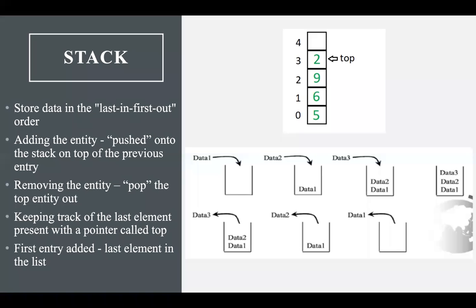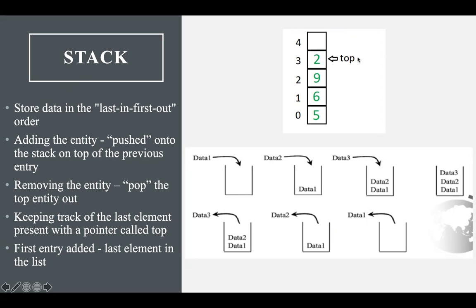So let's start with stack. In stack, the stored data is in order, last in and first out. When we add an entity, it's pushed onto the stack on top of the previous entry. When we want to remove one, we pop the top entity out. So in this example, we can see the last entered entity is 2, so we're just going to pop 2 out.